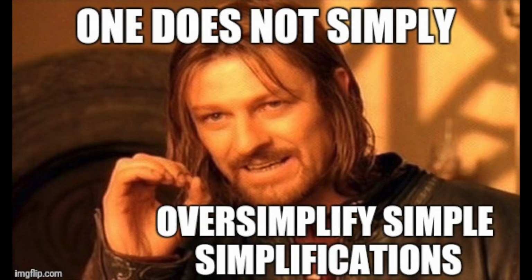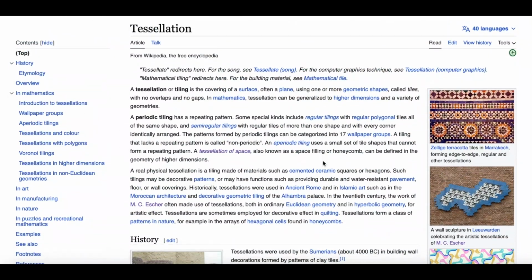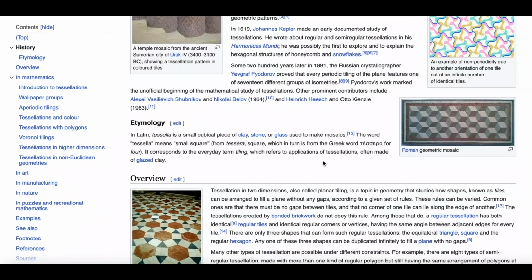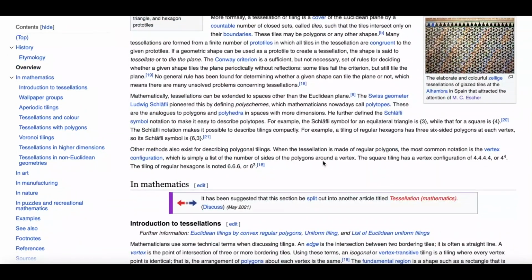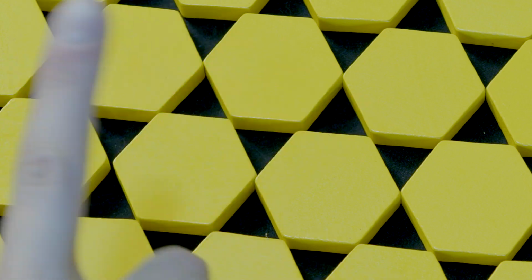Well, in simple terms, tessellations are simple or complex continual patterns, but not every pattern is a tessellation. In mathematical terms, a tessellation is a pattern made of one or more shapes meeting two criteria. First is that the shapes must fit together without any gaps. In this example, this is not a tessellation because there is a gap in this pattern.